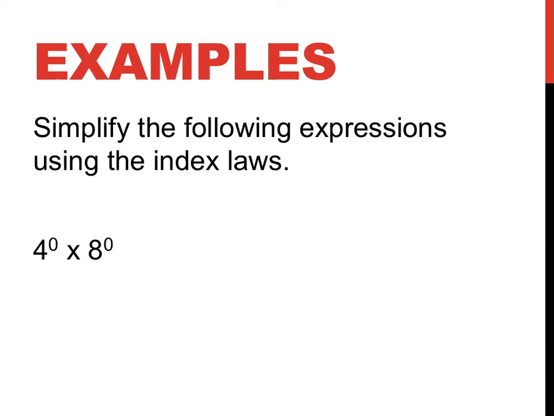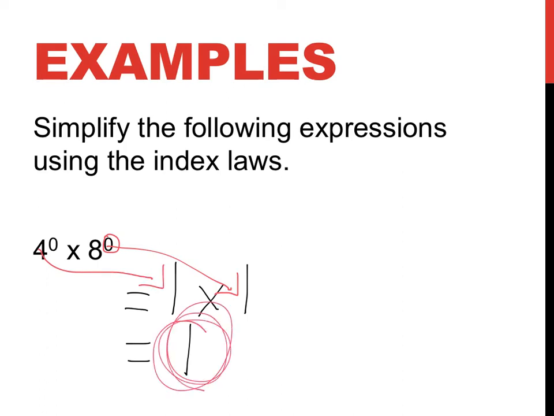Ooh, what happens if I change it up a little bit? This again says simplify the following expression using index laws. Now this isn't saying 4 to the power of 0 times 8 anymore. It's saying 4 to the power of 0 times 8 to the power of 0. Now they're both to the power of 0, so they both mean 1. So 1 times 1 becomes 1. Main thing to note here, when anything is to the power of 0, no matter what number it is, it will always equal 1. Always, always, okay?